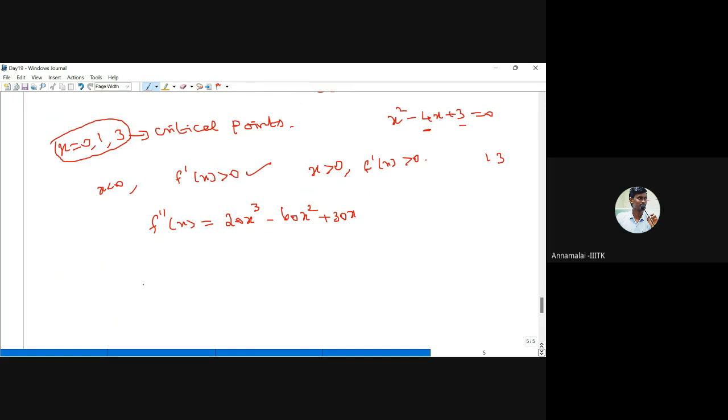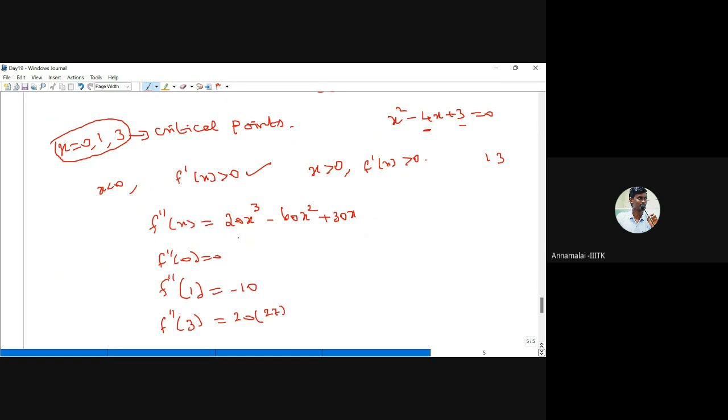If we substitute x equal to 0, f double dash of 0 equal to 0, and f double dash of 1 is 20 minus 60 plus 30, that is minus 10. And f double dash of 3, you'll get a big number, right? So 20 into 27, so positive.